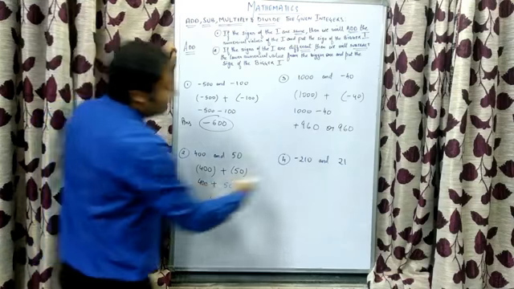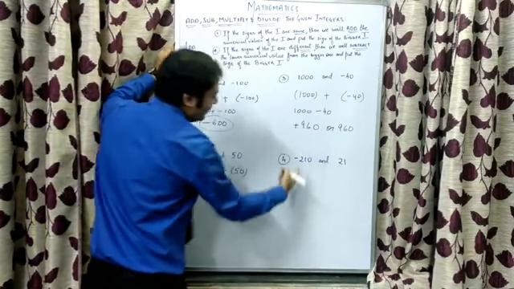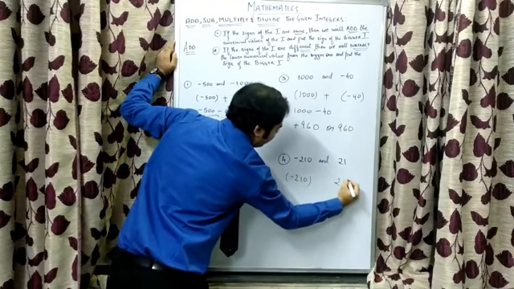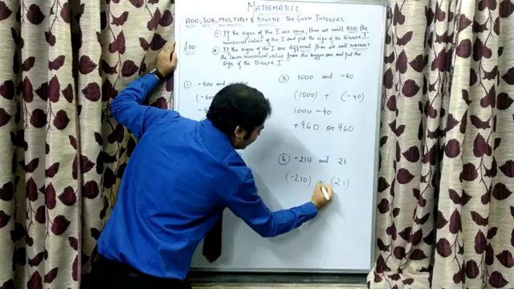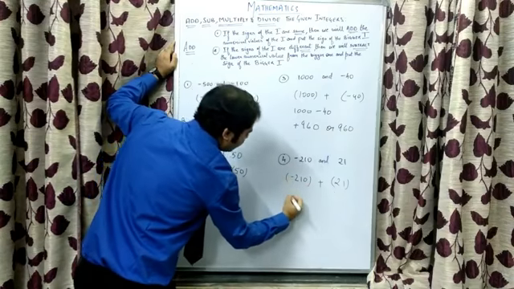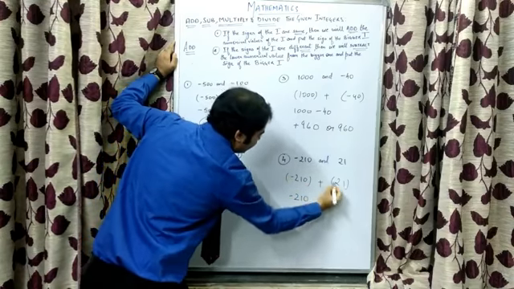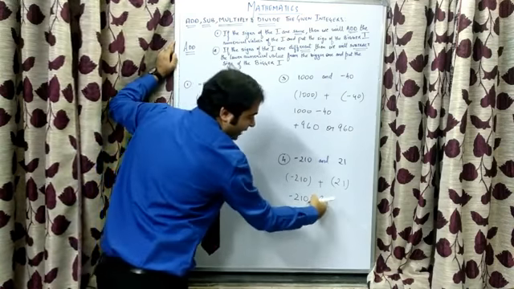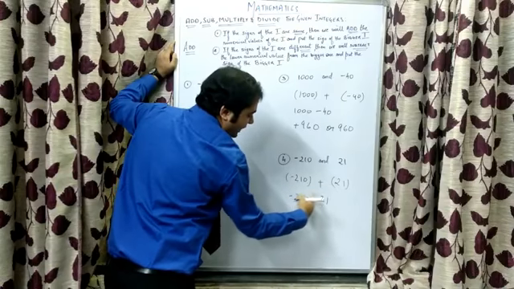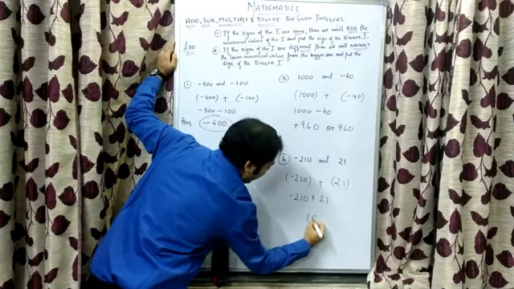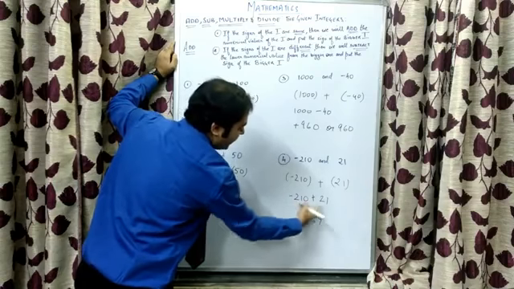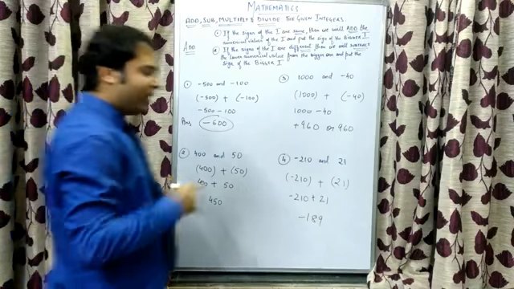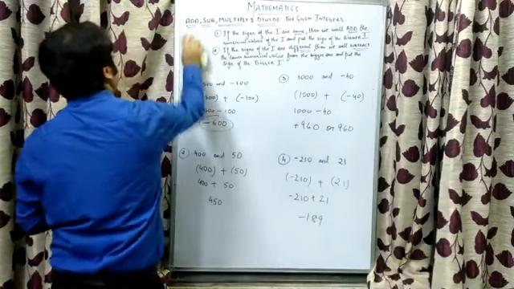Right? Next one, minus 210 and 21. Minus 210 and here we'll have 21. We have to add these two, right? Plus into minus is minus 210. Plus into plus is plus 21. When signs are different, we'll subtract the lower from the bigger one. 210 minus 21 is 189 and put the sign of the bigger integer. That will be minus, right? This was for addition. Now let us do subtraction.